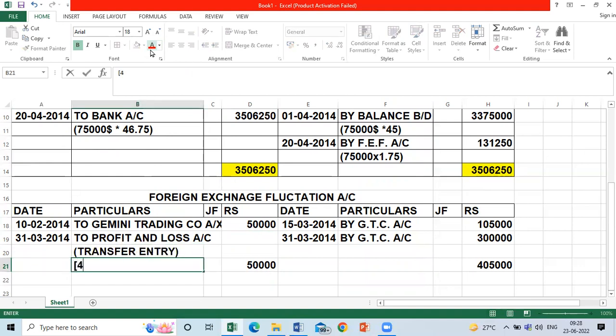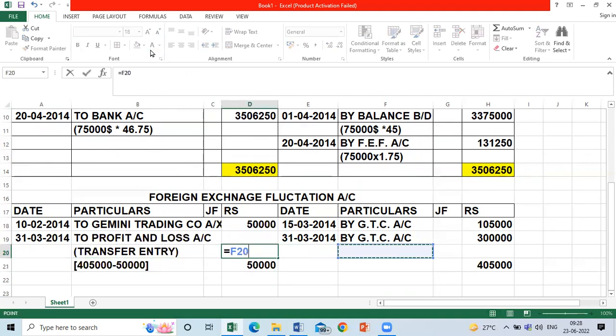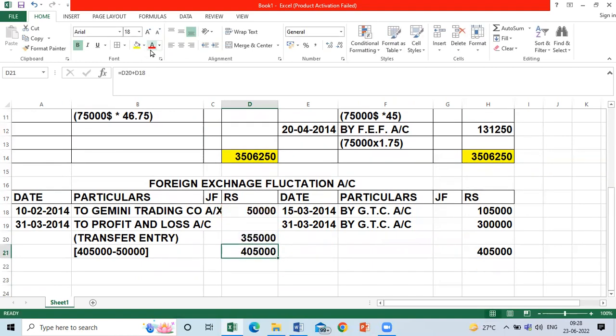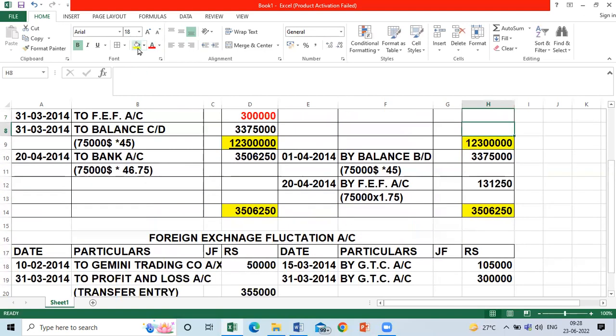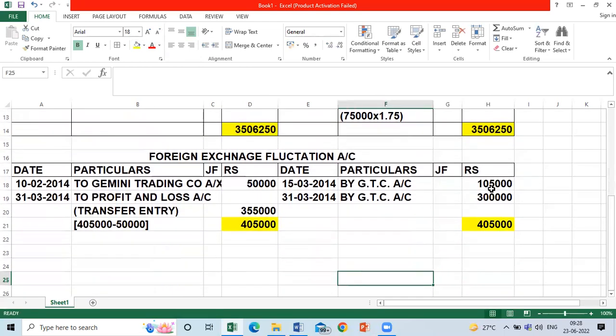The amount will be 4,05,000 minus 50,000, which is 3,55,000. Here your total will now change to 4,05,000. One year is closed. Next year again we made one more payment. Here is that payment: $75,000 at 46.75, where you had a loss of 131,250. Show that loss on the debit side of the foreign exchange fluctuation account.